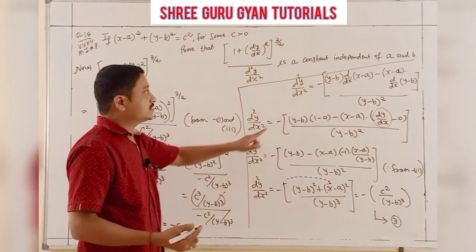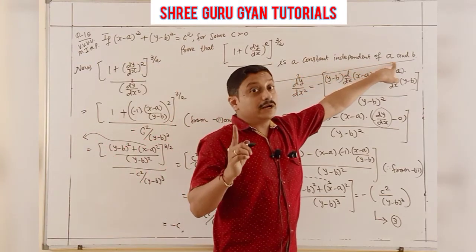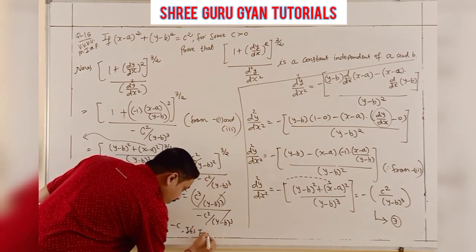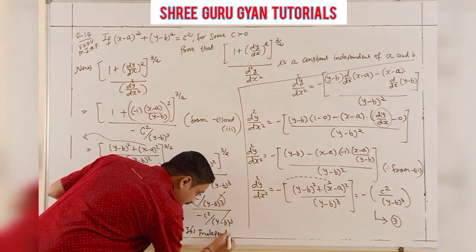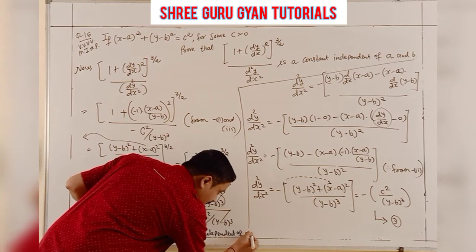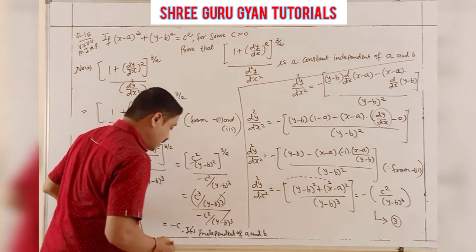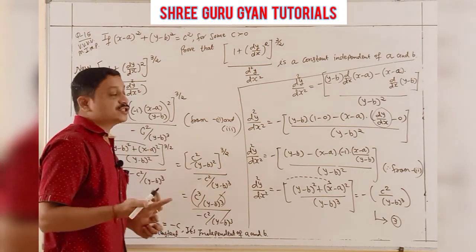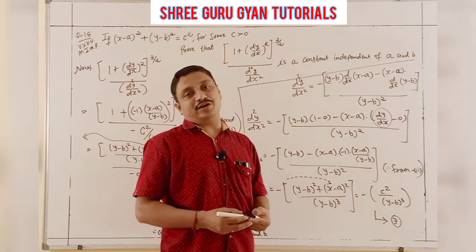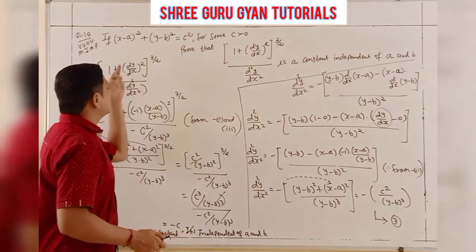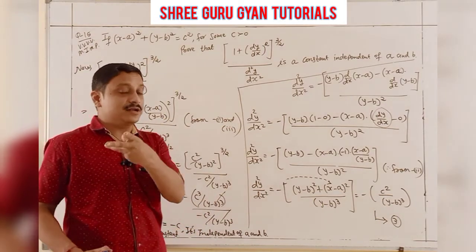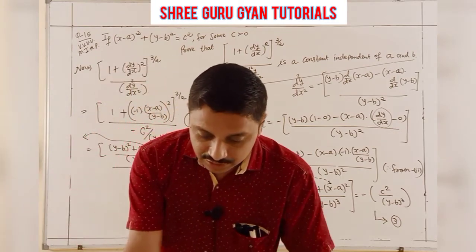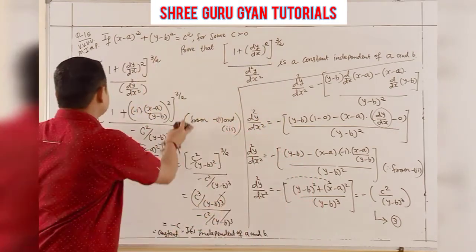In short, it is independent of a and b, and it is a constant. So sometimes proving it is a constant means it is independent of a and b. Yes students, here our question 15 is happily done, but it is an IMP question, sir. It is an exam level question. Now I am moving ahead to 16C.